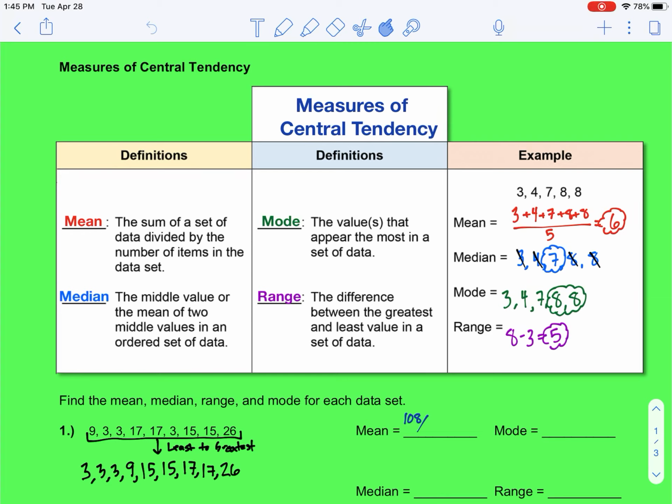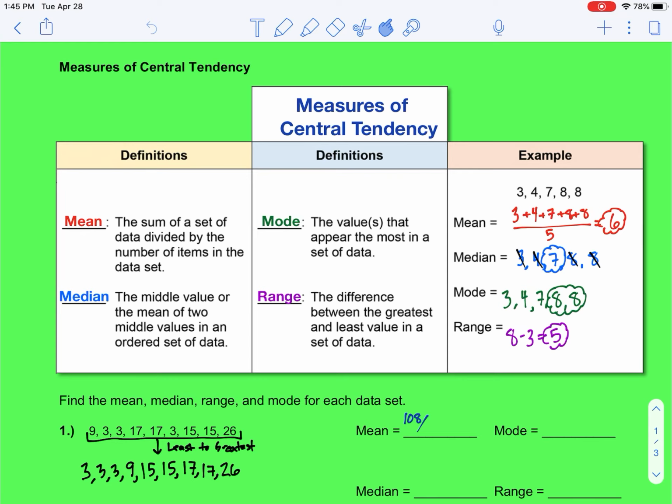Definition number one is the mean, and the mean is the sum of our data, and you divide by the number of items. So if you take a look on the right, on the red, I have my 5 numbers. I've added them all up, and I've divided by 5 because there was 5 numbers, and I get 6, so my mean is 6. We often use the word average to describe the mean.